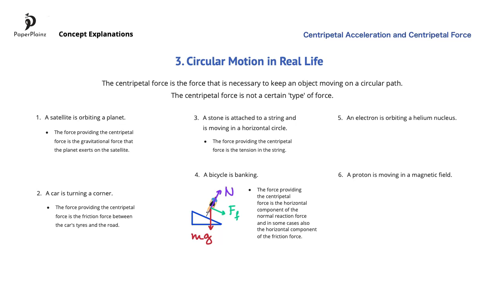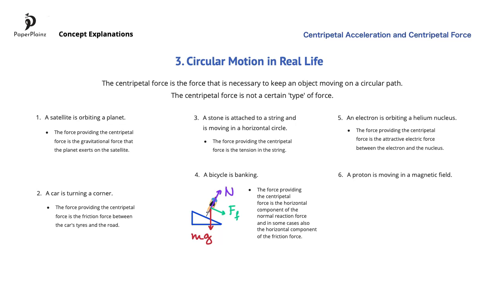The electron is negatively charged, while the helium nucleus is positively charged. This means that there is an attractive electric force between the electron and the nucleus. It is this electric force that keeps the electron in orbit. Therefore, the force providing the centripetal force here is the attractive electric force between the electron and the nucleus.